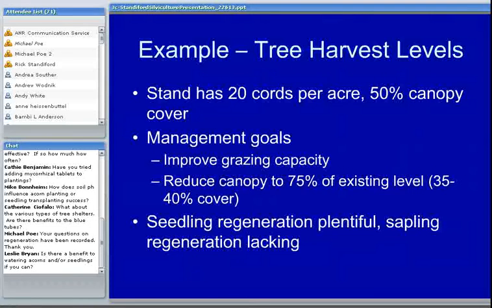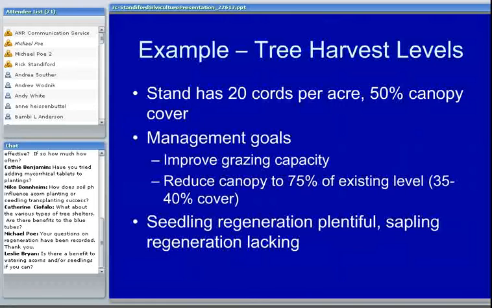If a stand has about 20 cords per acre with a 50% canopy cover, and you got that from a series of plots that were established in the stand, and the management goals for this particular stand were to improve the grazing capacity, then in the long term we would like to maintain our canopy at about 75% of its existing level. So over the long term, we would like to maintain about a 35 to 40% canopy cover.